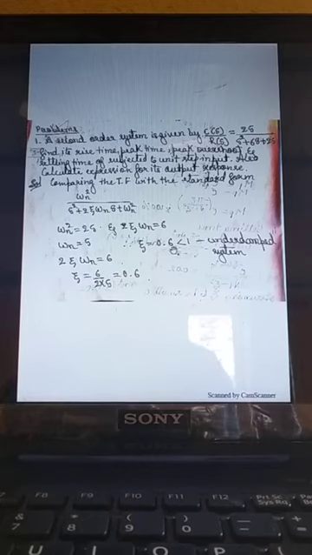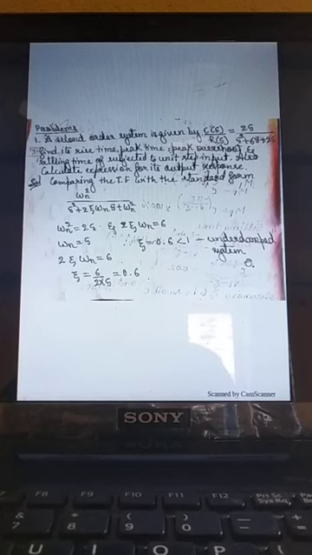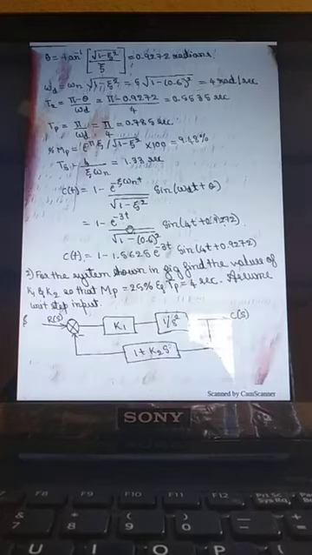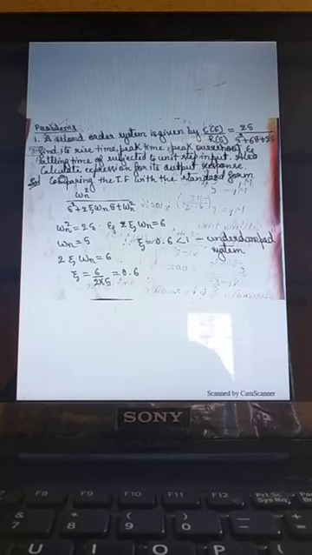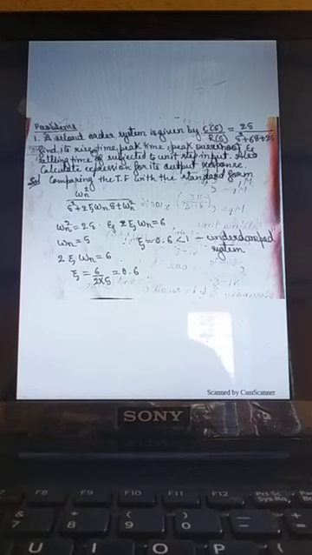It is less than 1, so we call it as underdamped system. What they have asked: calculate expression for its output response. They have asked to find out rise time, peak overshoot and settling time.